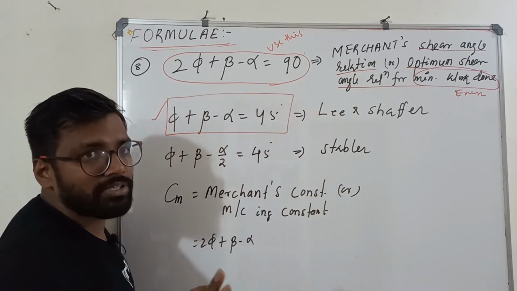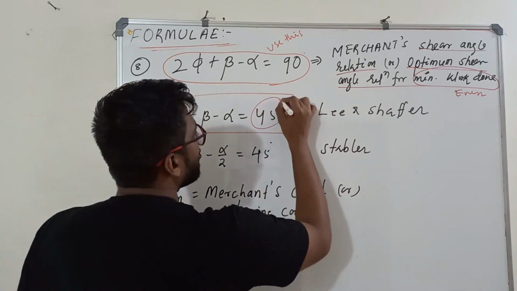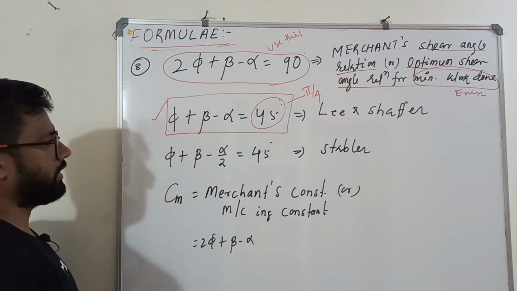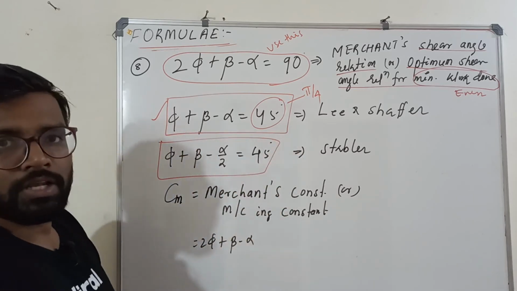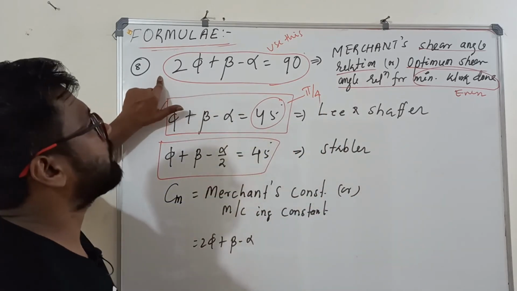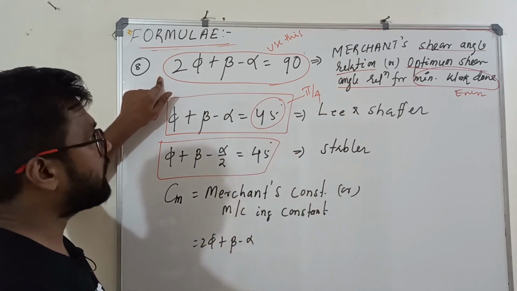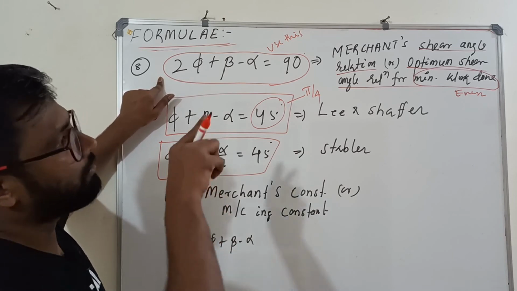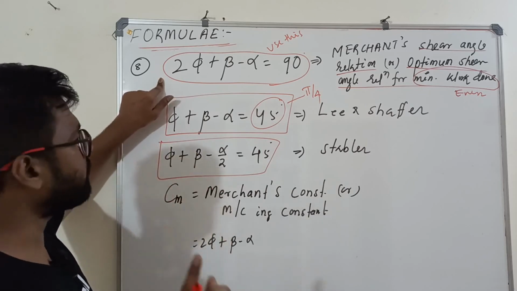In SSC, RRB or GATE, sometimes they ask you a direct question, what is the Lee-Shaffer equation. Instead of 45 degree, they may give you pi by 4, in terms of radians. Or the Stabler equation, phi plus (beta minus alpha) by 2 equal to 45 degree. Suppose they have not mentioned this, unless and otherwise mentioned, you are going to use 2 phi plus beta minus alpha equal to 90 degree to calculate beta, alpha or phi.